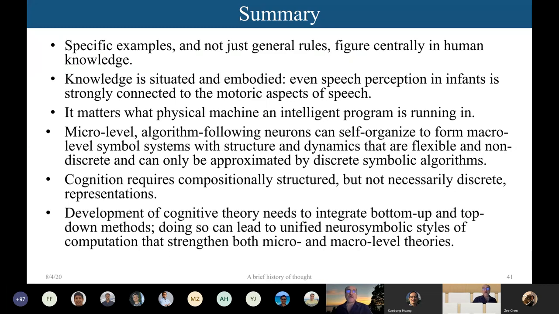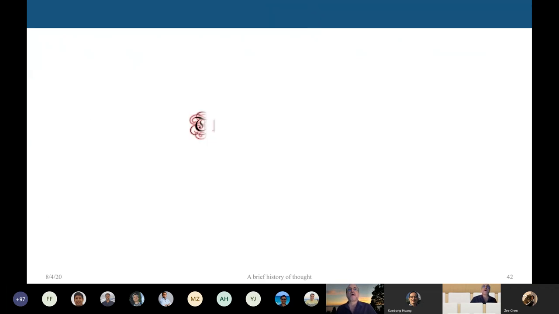And finally, I was arguing that development of cognitive theory needs to integrate bottom-up and top-down methods, and that doing so can lead to unified neurosymbolic styles of computation that strengthen both micro and macro level theories. And I thank you for your attention. I'm happy to pass to questions.